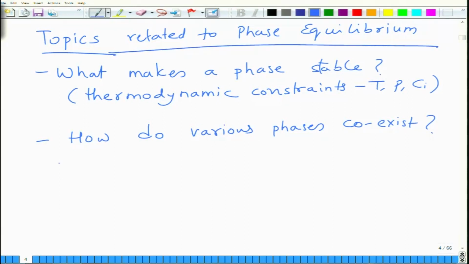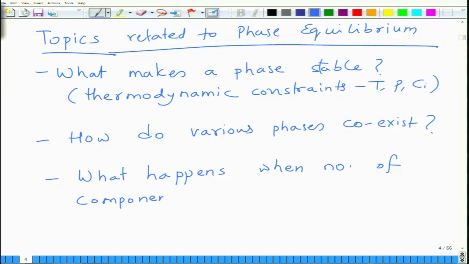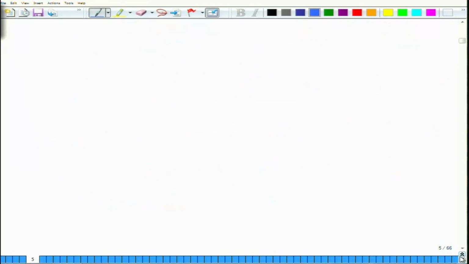And then what happens when the number of components changes in a system, and so all of this requires a little bit of thermodynamic framework. That is what we will do in the remaining lectures. So let us first look at the thermodynamic properties.